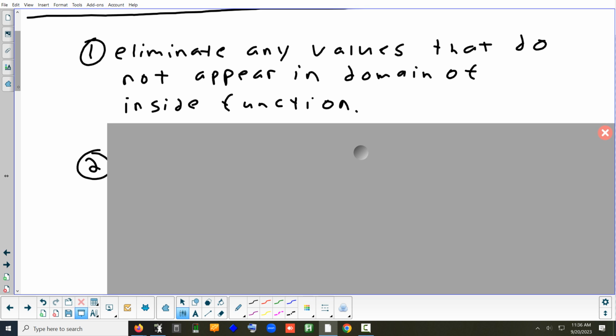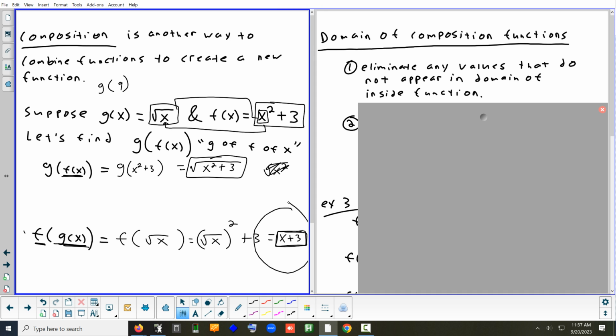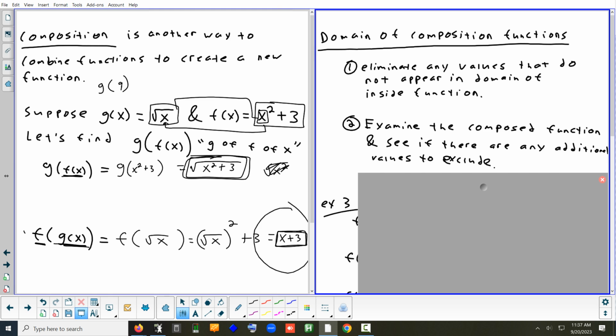After we look at the inside function, then what we want to do is look at the final answer. Okay, so what's the final answer? The final answer is what I just circled right there. It's what's in the box, x plus 3. Or in this case, the square root of x squared plus 3. So look at that final answer, and then eliminate any values that wouldn't work there. So if the final answer was x plus 3, I would say there are no additional values to eliminate there, because the final answer doesn't have a square root. And it doesn't have a fraction.